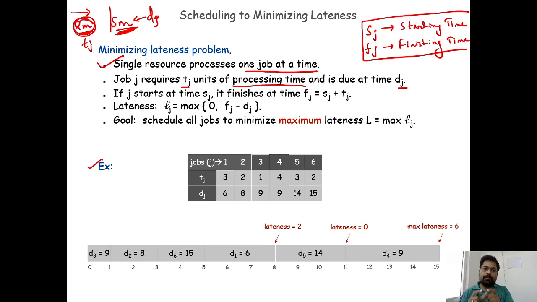DJ means it should complete within this, but there are many factors that could apply. Many factors could be visible. So in that case, what is happening? The lateness could increase.